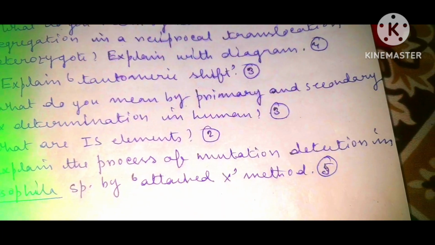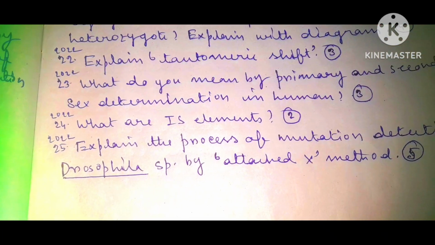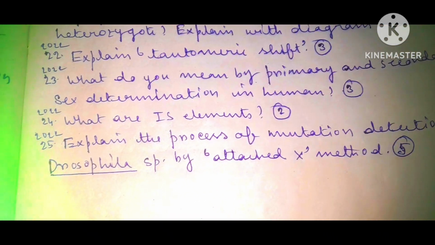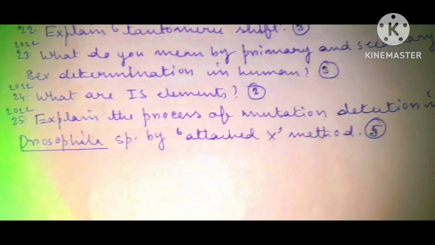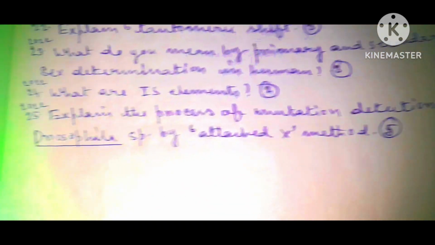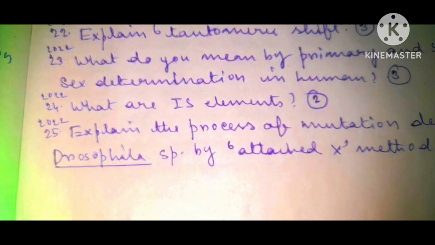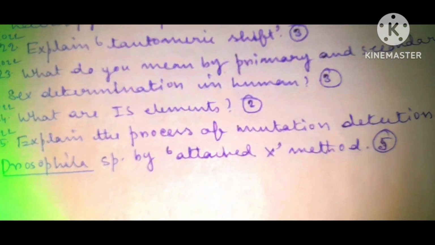What do you mean by primary and secondary sex determination in human, carrying 3 marks? What are IS elements, carrying 2 marks? Explain the process of mutation detection in Drosophila sp by attached X method, carrying 5 marks.